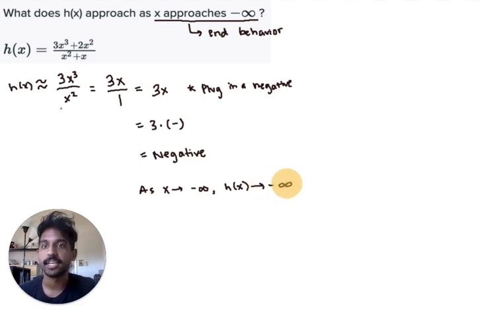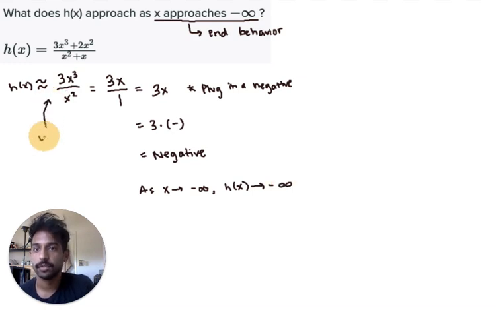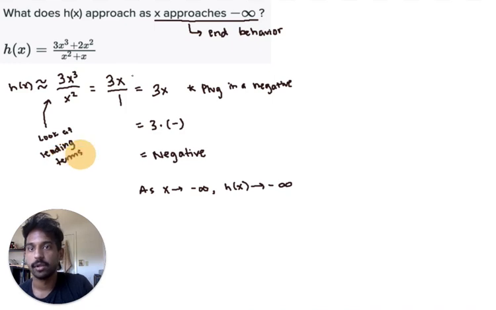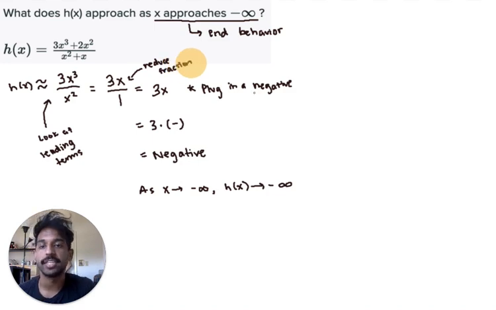Remember, the steps here, the first thing we do is we look at the leading terms. Then we reduce the fraction, and then we plug in the value that we wanted. In this case, we wanted a negative. In other cases, we might want a positive.